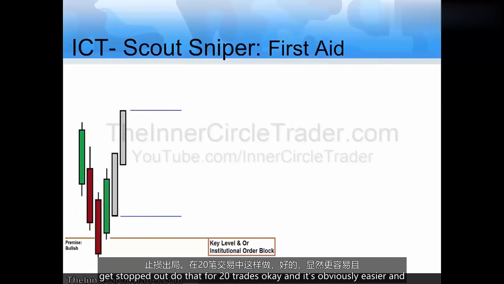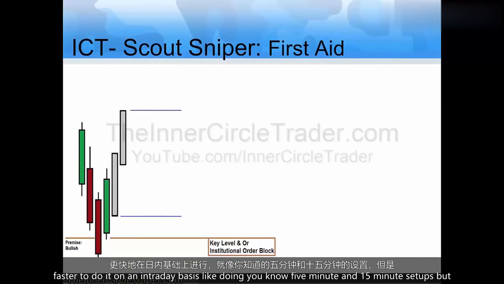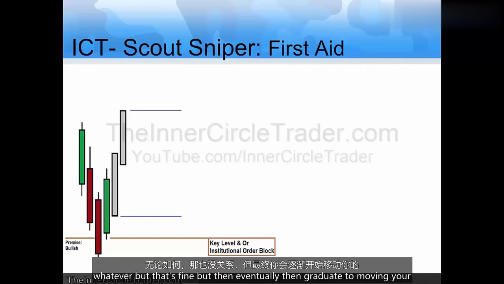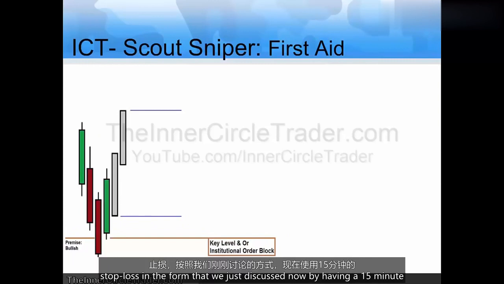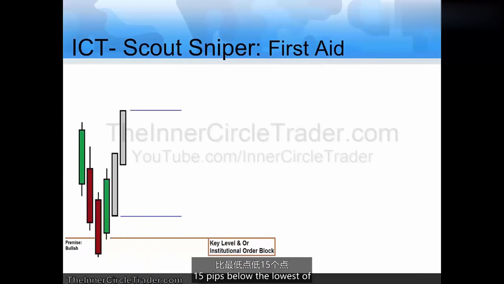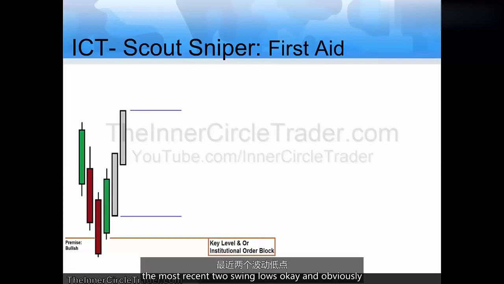Okay, and it's obviously easier and faster to do it on an intraday basis, like doing 5-minute and 15-minute setups. But some of you traders can't do that because you have jobs or whatever, but that's fine. But then eventually graduate to moving your stop loss in the form that we just discussed, by having a 15-minute time frame using the most recent two swing lows for bullish scenarios, 10 to 15 pips below the lowest of the most recent two swing lows.